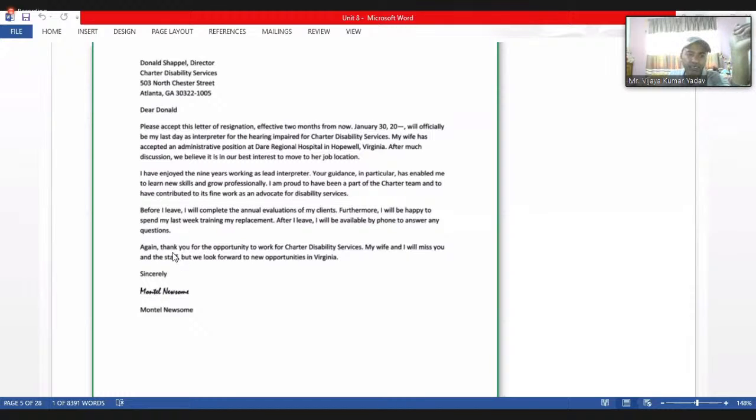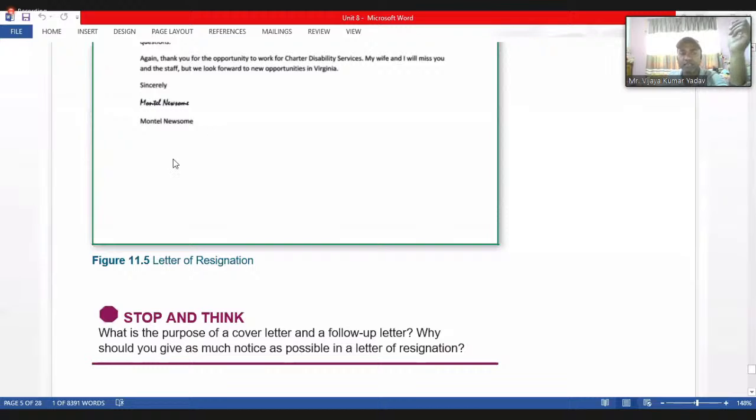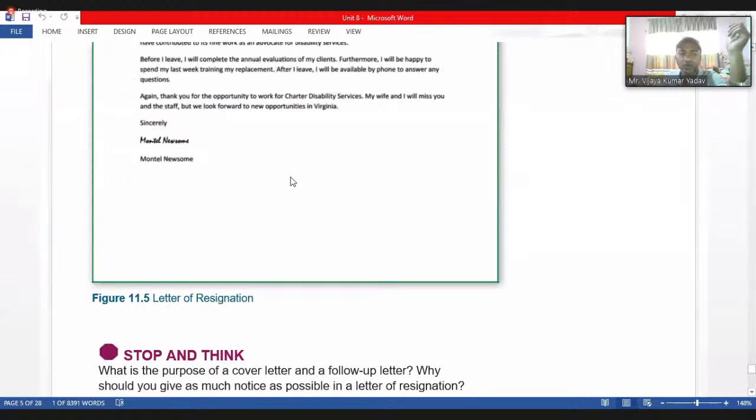Here again one gap, then sincerely. Below sincerely leave a 2-line gap for the signature, then write your name, and then you can leave a 3-line or 4-line gap and close the box. A 2-line gap will also be correct, no problem. Is it clear?